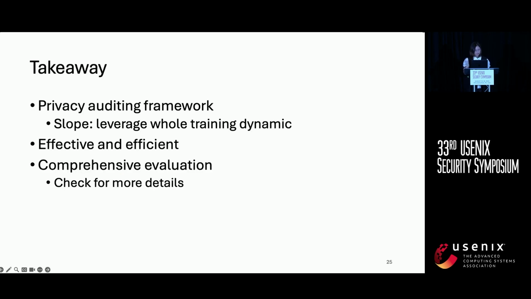To conclude the talk, in this work, we propose an efficient auditing algorithm which enables parties to continuously quantify the privacy risk during the federated learning. The core of our design is this slope signal. It leverages the information encoded throughout the training dynamic. We show that our auditing algorithm is effective and efficient. We also provide a comprehensive analysis about privacy risk in federated learning across different settings.